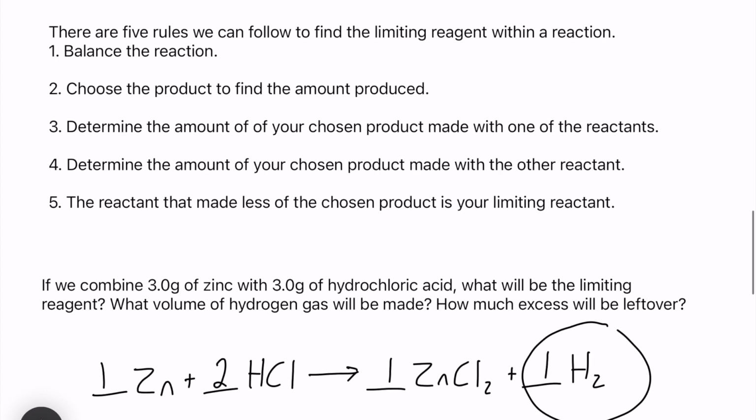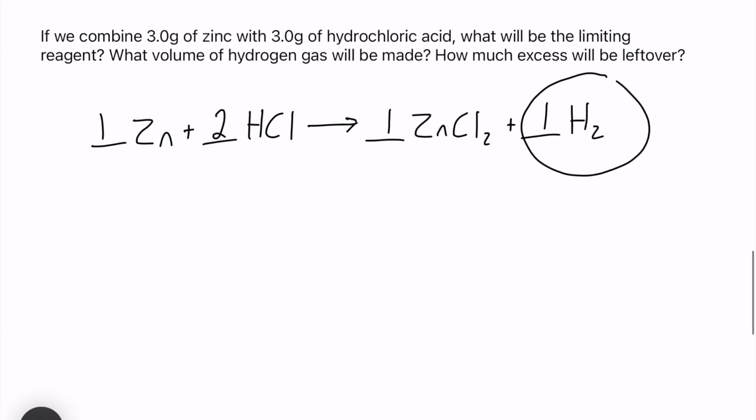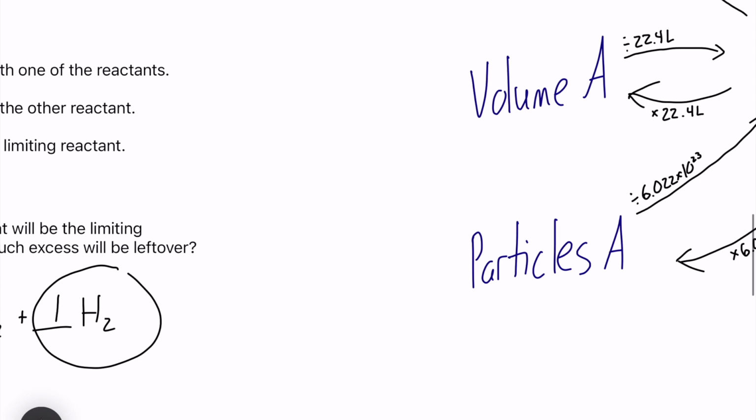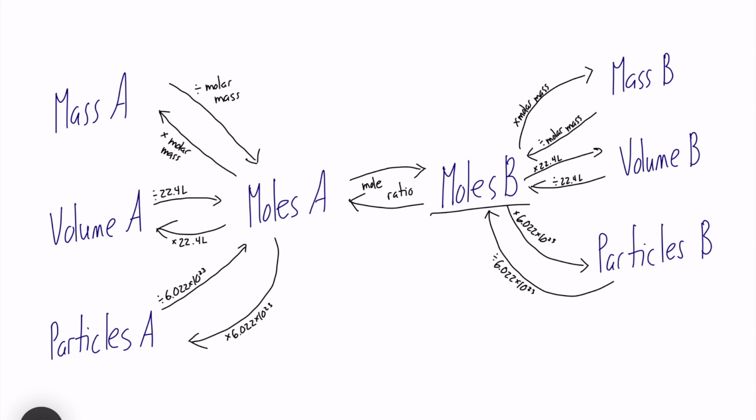So step 3, determine the amount of your chosen product made with one of the reactants. We're going to do both reactants, so why don't we just start with zinc? It says 3 grams of zinc, and we want to figure out how many moles of hydrogen gas can be made with 3 grams of zinc. Just quickly, I'm going to scroll over to our stoichiometry flow chart if you're having a little bit of problems with figuring out our path.